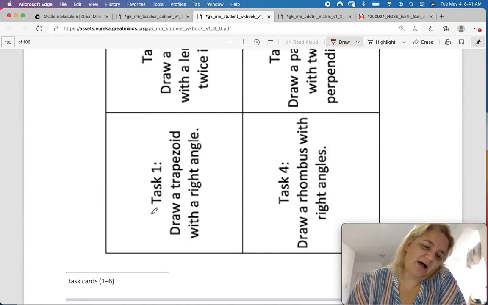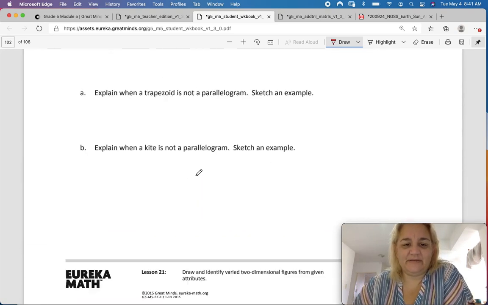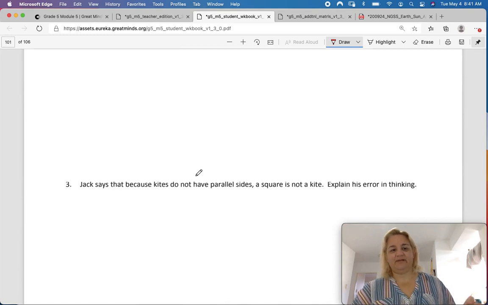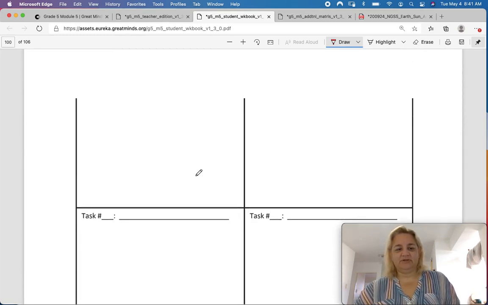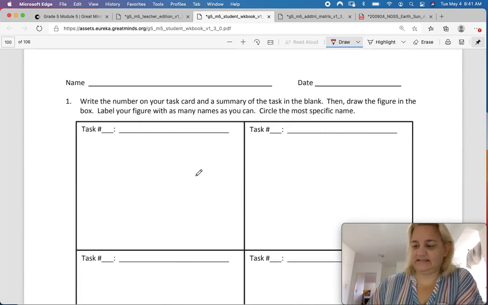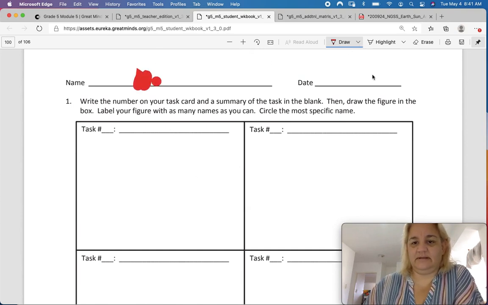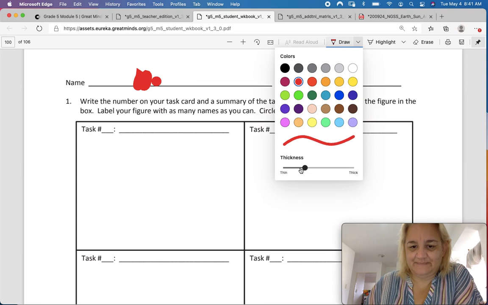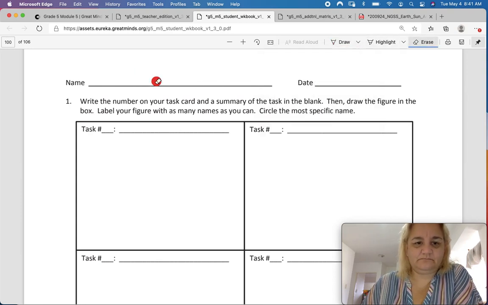So let's look at the first one. It says, draw a trapezoid with a right angle. Task number 1. Draw a trapezoid with a right angle. I'm trying to remember that while I scroll up to the top. Trapezoid with a right angle. So this is... Ooh, my marker is super thick. We were drawing shapes with it yesterday, that's why, right?